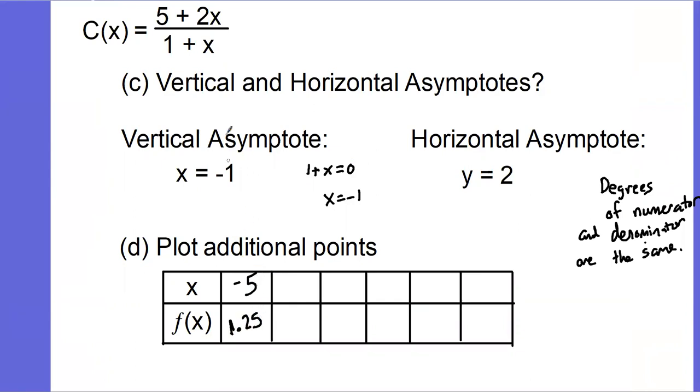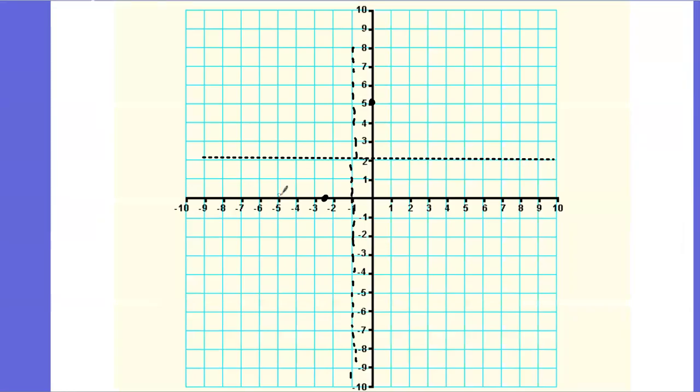So here, let's talk through that real quick. 2 times -5 would be -10. -10 plus 5 would be -5. So I have -5 in the numerator. And 1 plus -5 is -4. Those negatives would cancel each other out. 5 divided by 4 is 1 1/4, or 1.25. So I'm going to go left 5, up 1.25. So I'm about right there. Okay.